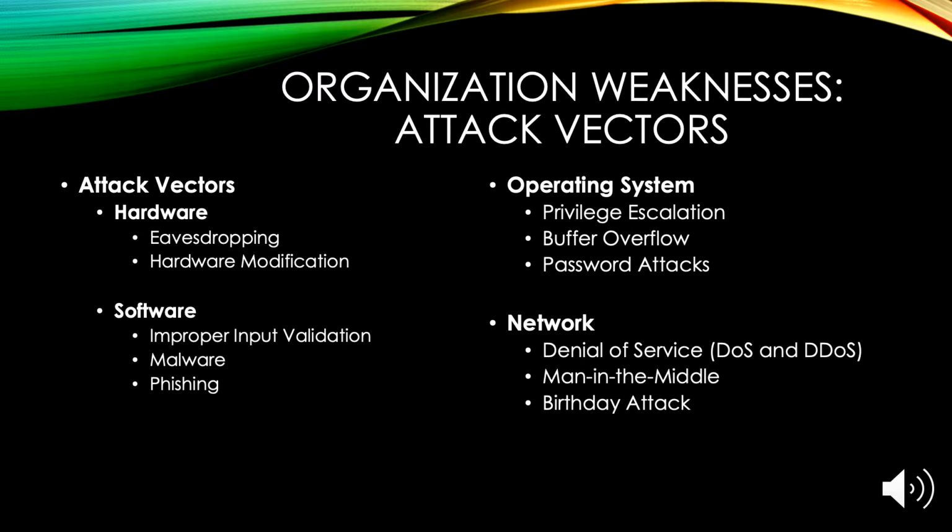The organization has different weaknesses. An attack vector is how the malicious user accesses the network resources. The different categories of attack vectors are hardware, software, operating system, network, and finally human. Hardware attack vectors are eavesdropping and hardware modification. Eavesdropping is also called a sniffing attack. An eavesdropping attack occurs when a malicious user tries to steal data transmitted over a network.